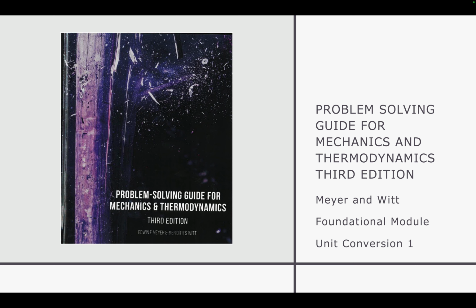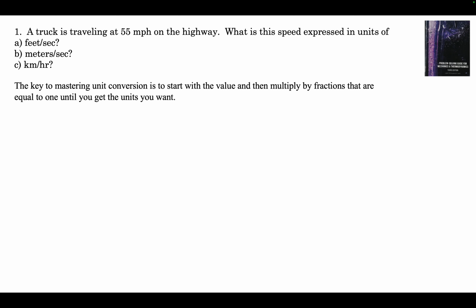This is a video walkthrough of problem 1 on the unit conversion. We have a truck going 55 miles per hour. What is the speed expressed in units of A, feet per second, B, meters per second, C, kilometers per hour?